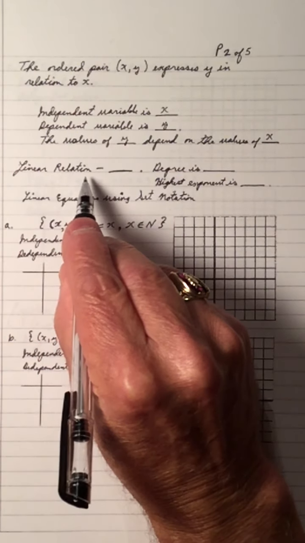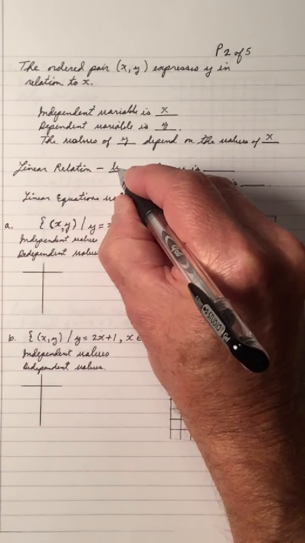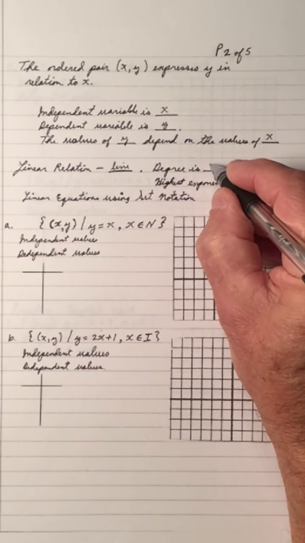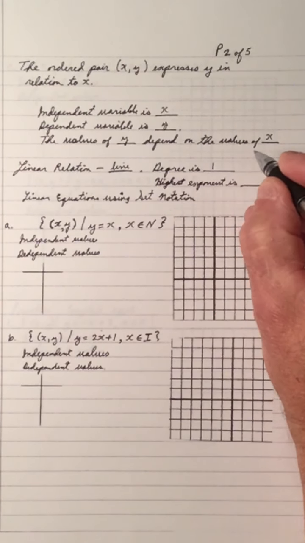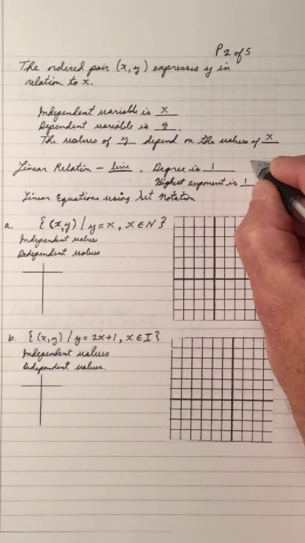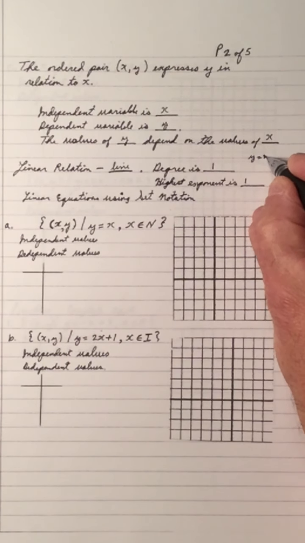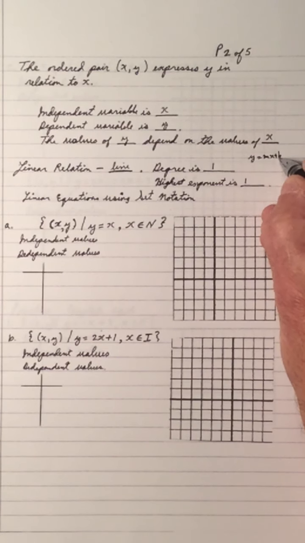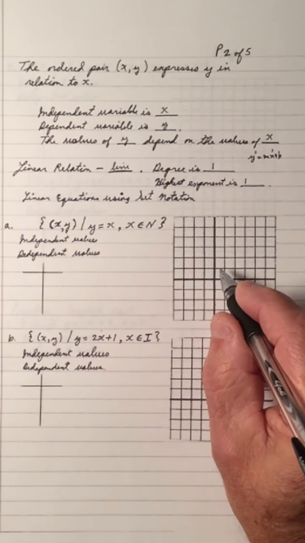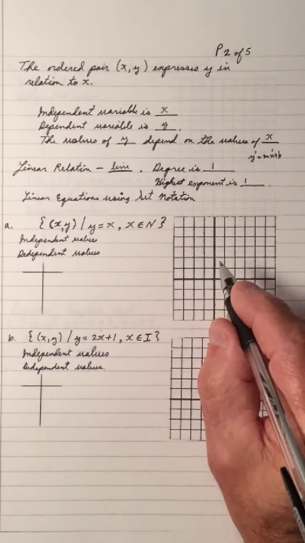A linear relation is a line. The degree of the line is 1. The highest exponent is 1. If you look at y = mx + b, that's a 1 and that's a 1. So the degree is 1, the highest exponent is 1, and it is linear.